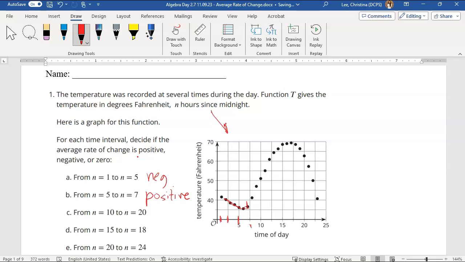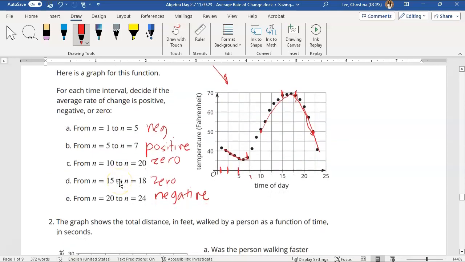From n10 to n20, so from here to here. Now notice it goes up and then it goes back down, but that means that our net change is going to be zero. It's not really changing that much. From n15 to n18, so that's from here to 17.5, 18 would be about there. That also looks about equal. I would say that's probably zero or slightly negative. And then from n20 to n24, so from here to here is negative, going down.